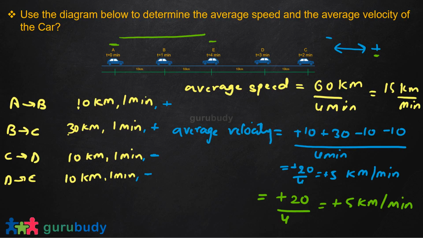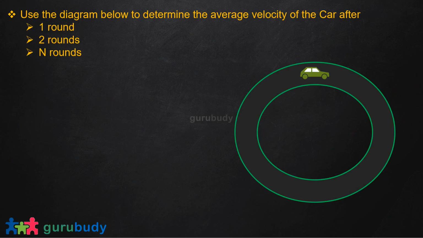So we have two ways of calculating the average velocity. Either you can sum up all the displacements with their signs, like plus, minus, all that stuff, or you can just calculate the displacement, which is basically the initial and the final point, and then divide by the time taken. So we have solved the problem. Our average speed was about 15 kilometer per minute, and average velocity was 5 kilometer per minute. Okay. Let's move on to the third problem.